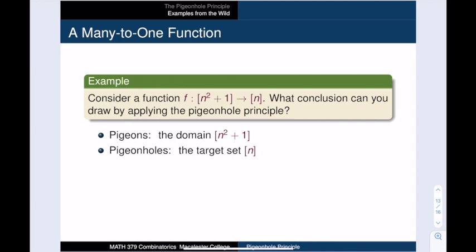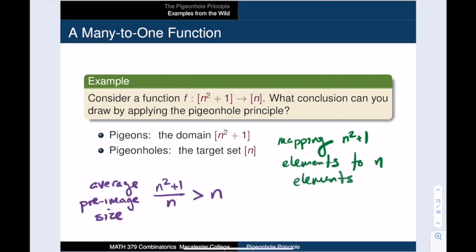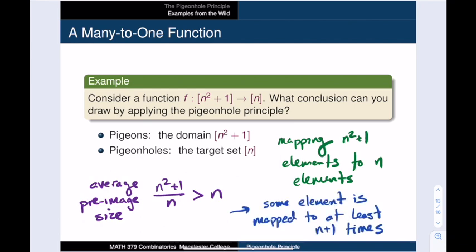Okay, we need to have more pigeons than pigeonholes, so let's take our domain to be the pigeons and our target set to be the pigeonholes. So I am mapping n squared plus 1 elements to n elements. Therefore, my average pre-image size is n squared plus 1 divided by n, which is larger than n. So I can conclude that some element in the target set is being mapped to at least n plus 1 times.